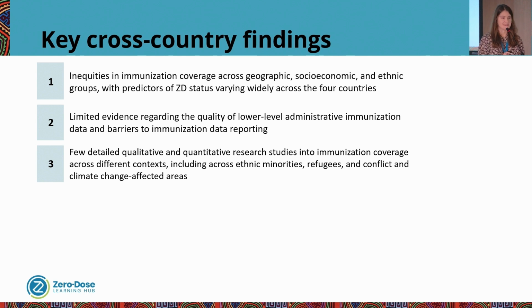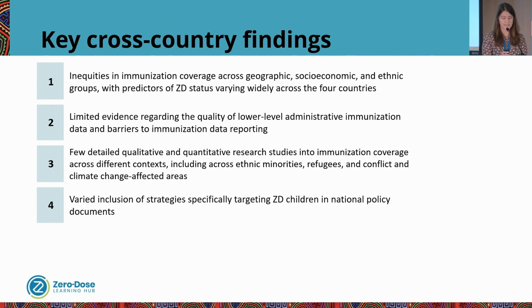Another major gap, and this is something we could spend hours talking about and continuing to break down. Fortunately, we don't have the time. But there is a lack of research studies, both qualitative and quantitative, looking at immunization coverage across different environmental and sociodemographic contexts. So just to name a few, across ethnic minorities, refugees, and conflict and climate change affected areas. We don't always have reliable coverage data for those groups, but we also don't have very much qualitative data looking into what the barriers to immunization are for those groups, as well as the drivers for immunization.